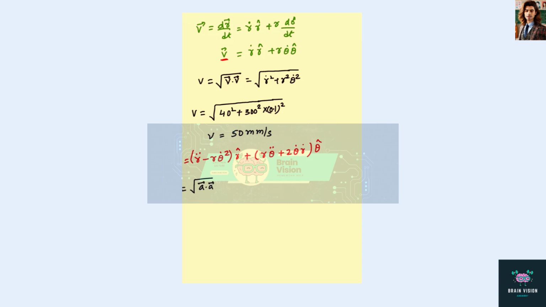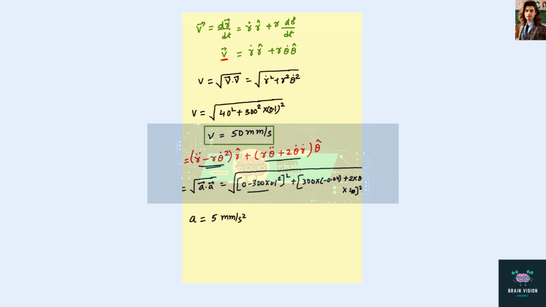Okay, so now the magnitude will be a equals under root of a vector dot a vector, and this will be equal to under root of, after substituting values here, we get 0 minus 300 multiplied by 0.1 square and whole square plus, and again bracket, this is the value for this equation and we will substitute the values for this equation. So 300 multiplied by minus 0.04 plus 2 multiplied by theta dot is 0.1 and r dot is 40 and whole square, and this is complete in the under root. So from here acceleration a comes out to be 5 mm per second square.